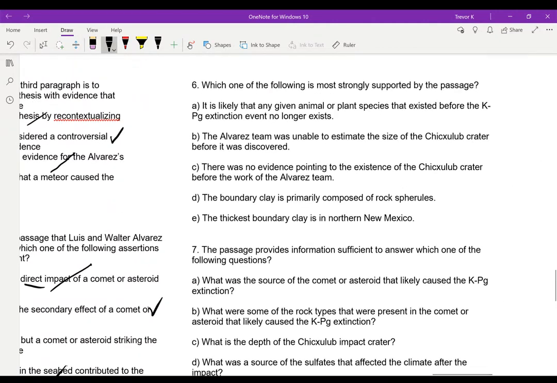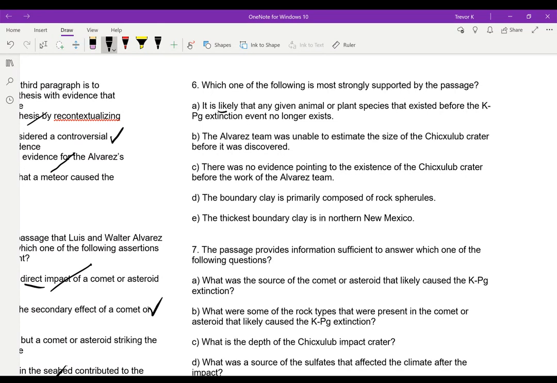So let's keep going here. Which of the following is most strongly supported by the passage? This is one where, as I mentioned, we're just going to have to rely on our knowledge of the passage. There's no keywords in the question. So it is likely that any given animal or plant species that existed before the KPG extinction event no longer exists.